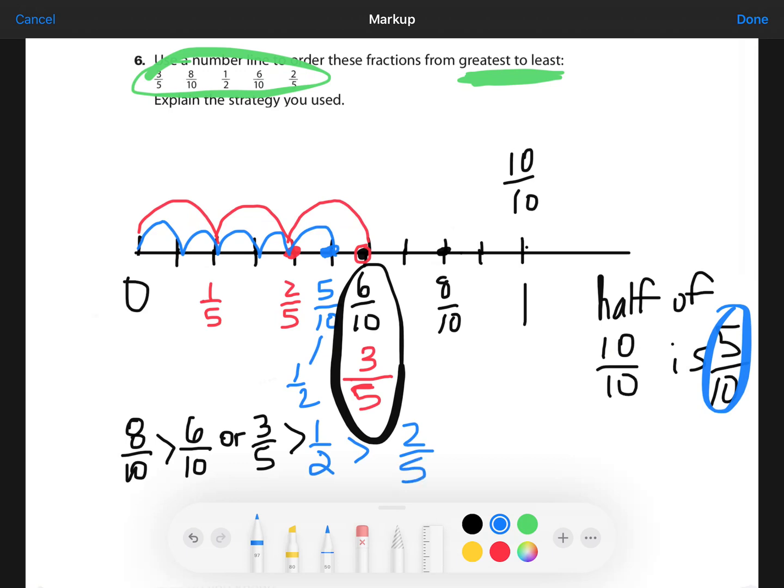2/5. So I just want to make sure I have all of them. Okay, 2/5, yes. 6/10, yes. 1/2, yes. 8/10, yes. And 3/5, yes. So we're covered. It says explain the strategy you used.